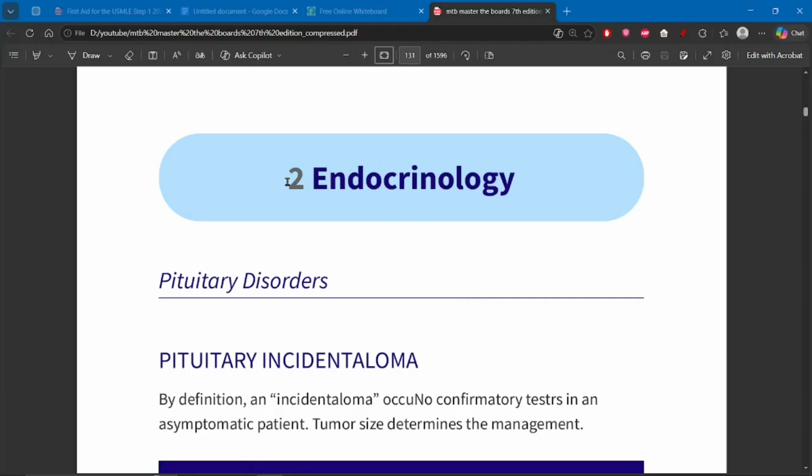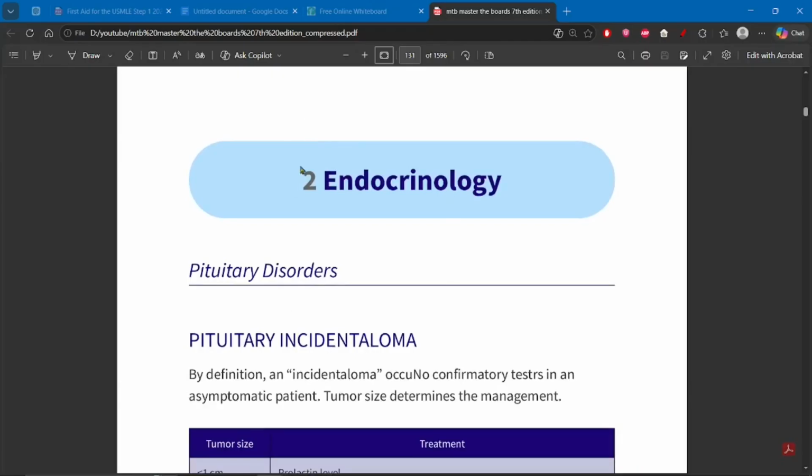So today we're looking at endocrinology for Step 2 CK from the book Master the Boards. This is going to be the first section that we are going through. I'm going to read this book and I expect you guys to just follow along. Okay.